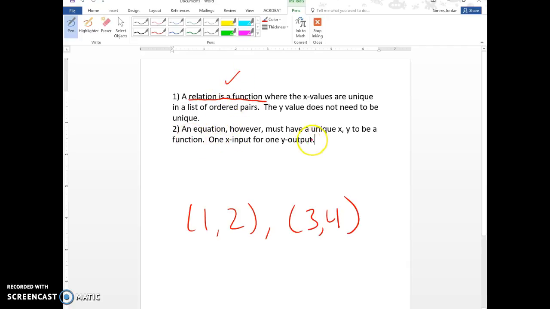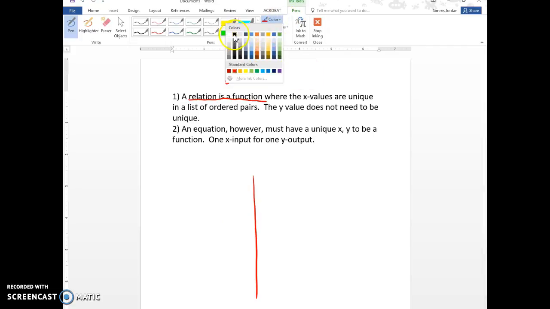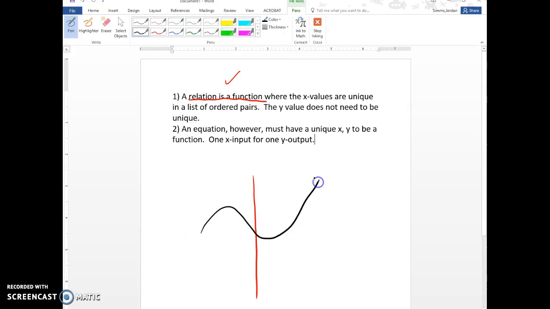An equation, however, must have a unique x or y to be a function. One x input for one y output. And that pretty much is true, okay? And the reason why is because let's think of the vertical line test. So if we're talking about a graph of some line right here, like let me just graph this function here in black, we could see clearly that for each and every x, there is one and only one y, all right?